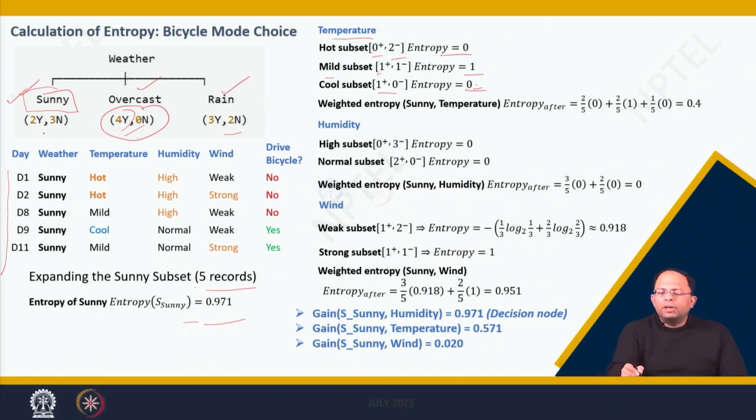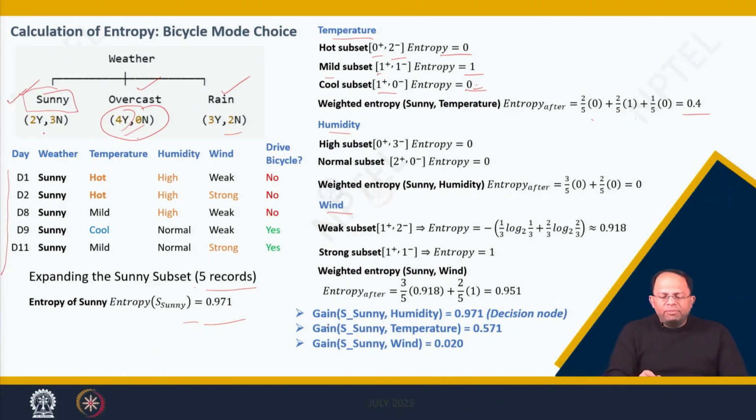So now the weighted entropy becomes, taking the subset 2 by 5, 0 plus 2 by 5 times 1, and this comes to around 0.4, right? Similarly we can do this for humidity and for wind, and calculate the weighted entropies for all of these. And finally we look to see where we have the most amount of gain.